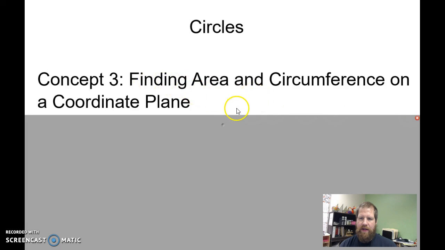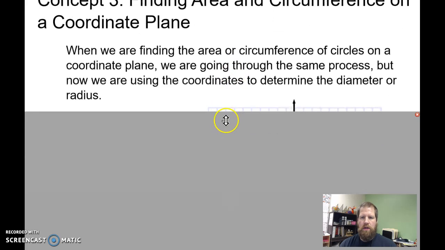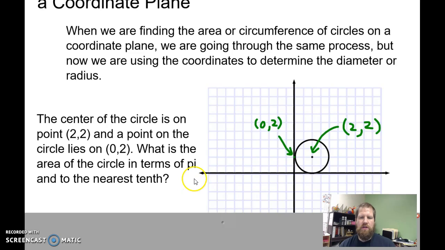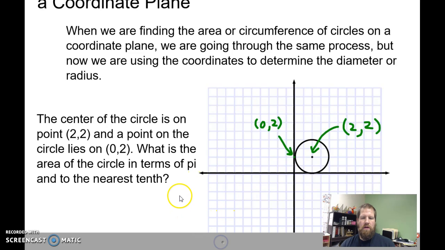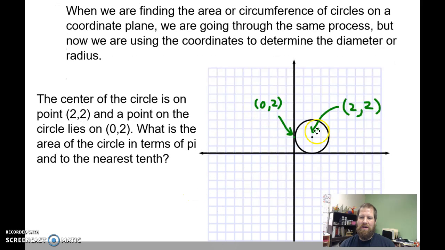Concept 3, finding area and circumference on a coordinate plane. So we've learned how to find the area or circumference of a circle when we're given the radius or diameter. All right, now we're going to be doing the same thing, but instead of just being given the radius or diameter, we're going to have our circle on a coordinate plane, and we're going to have to determine that radius or diameter.